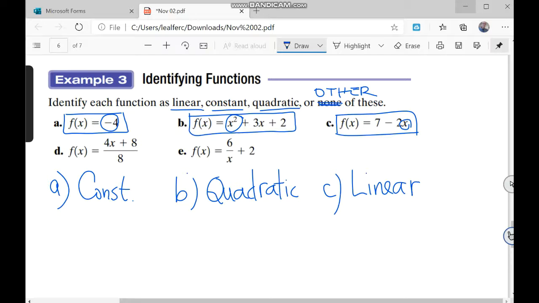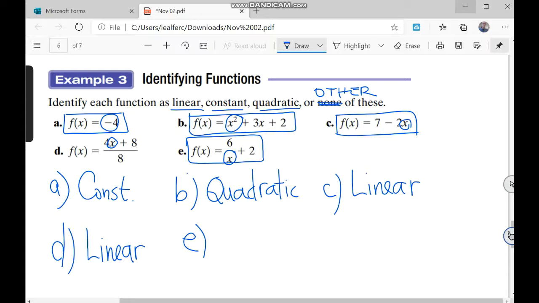For D, it's kind of the same thing, because you have x in the numerator, not in the denominator. So it's going to be linear. You don't have any exponents, only x by itself, linear. And E, now the x is in the denominator. Remember, this is a reciprocal function. So it's going to be another kind of function. It's not constant, not quadratic, not linear. That's what we're going to work on today in the quiz. These kinds of questions here.